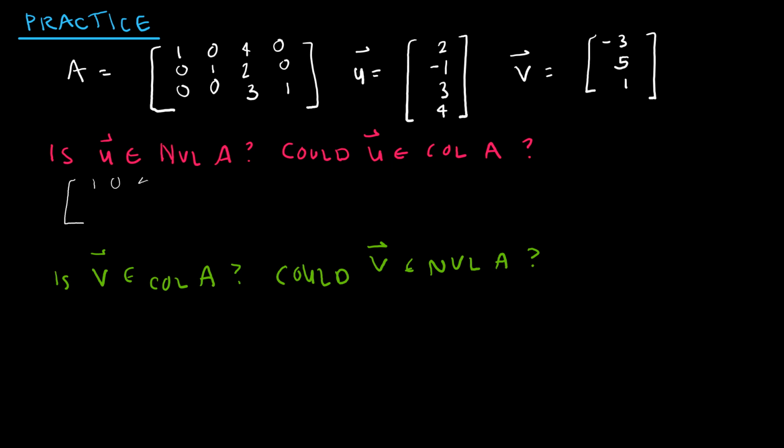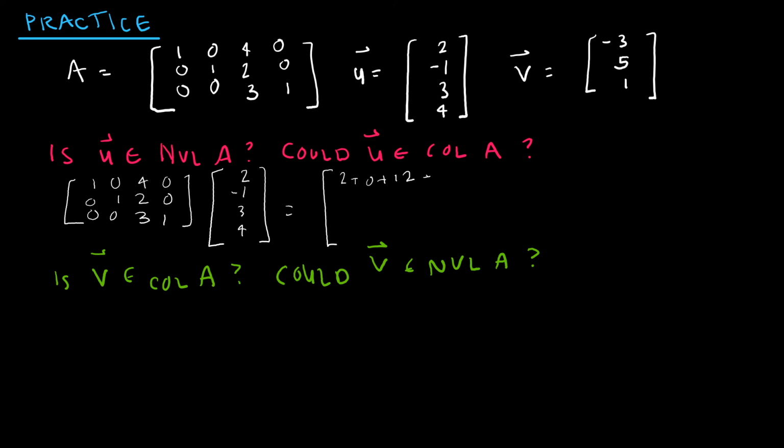This is 1, 0, 4, 0, 0, 1, 2, 0, 0, 0, 3, 1 times 2, -1, 3, 4. And I'm essentially asking, is this 0? So I would get 2 plus 0 plus 12 plus 0. And do I even need to continue? Because that's 14. And so this is not equal to 0.